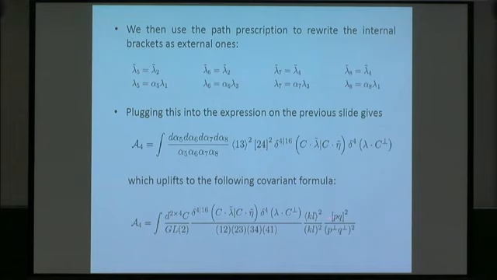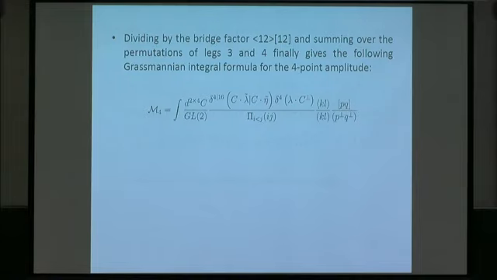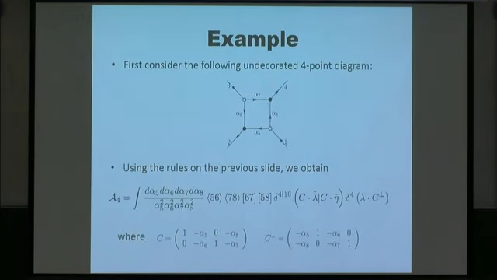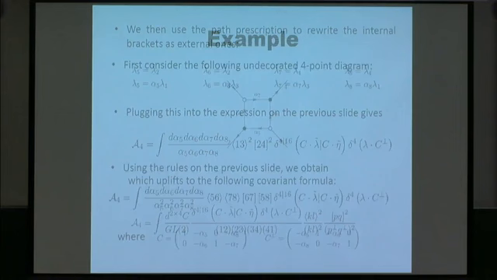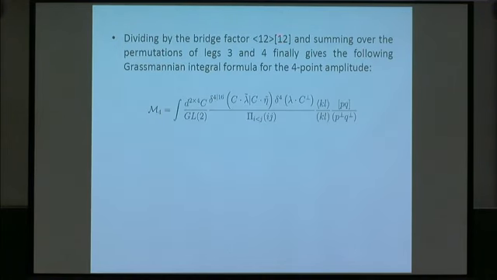Okay, so now to complete the calculation, what I have to do is divide by a bridge factor and sum over permutations. So in this case, I'm going to decide to put a bridge here between legs 1 and 2. So that means I'm going to divide by the bridge factor ⟨12⟩[12]. That's sort of the inner product of the momenta of legs 1 and 2. And I sum over the permutations of legs 3 and 4. And when you do that, and you use the Schouten identity at the level of the minors, you get the following very interesting looking Grassmannian integral formula. And this is for the full 4-point n equals 8 supergravity amplitude.